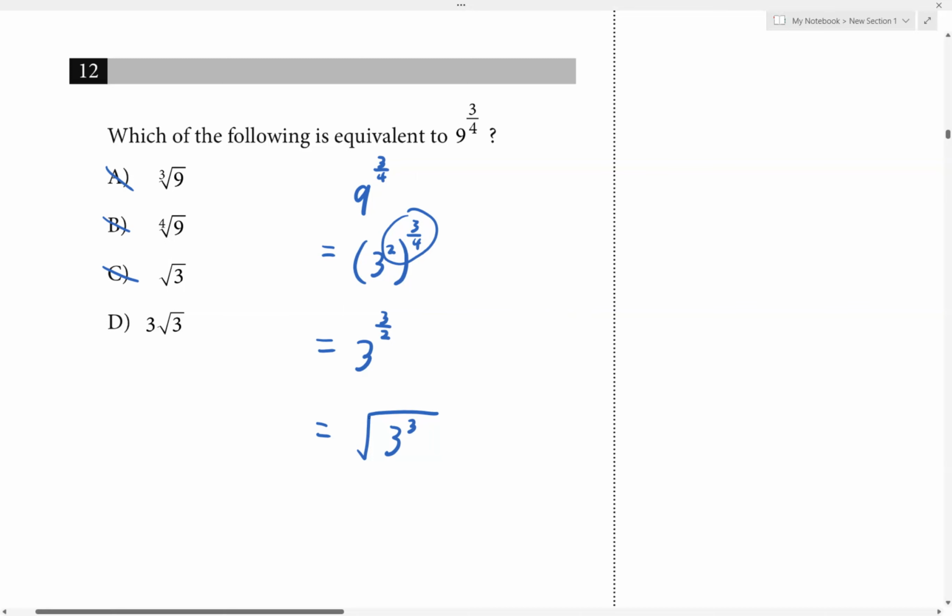What happens for D is they actually take out a 3, because we can split this up as the square root of 3 squared times 3. The 3 squared is a perfect square, so we can take it out of the radical. So it'll be 3 on the outside, and then under the square root, we have a 3. So D is actually equivalent. That should be our final answer for number 12.